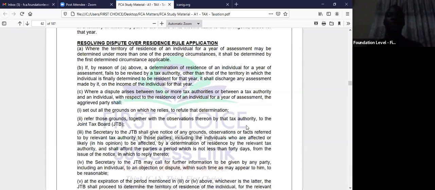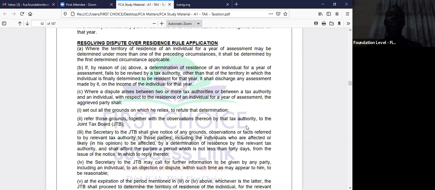If by reason of the above, a determination of residence of an individual for a year of assessment fails to be revised by a tax authority other than that of the territory in which the individual is finally determined to be resident for that year, it shall discharge any assessment made by it on the income of the individual for that year.